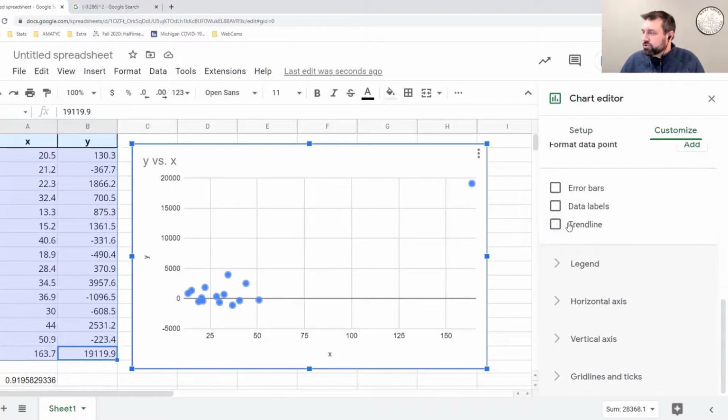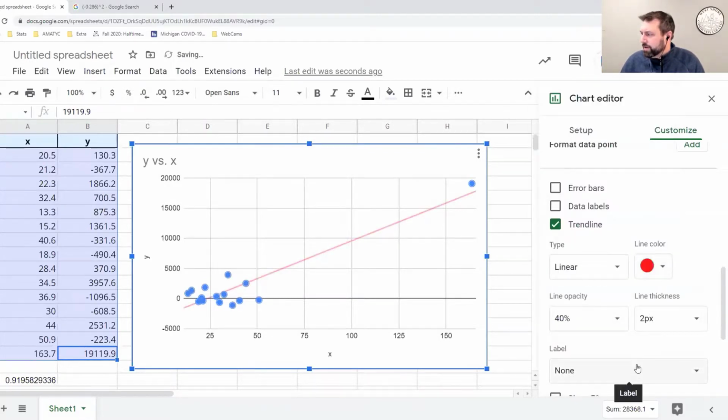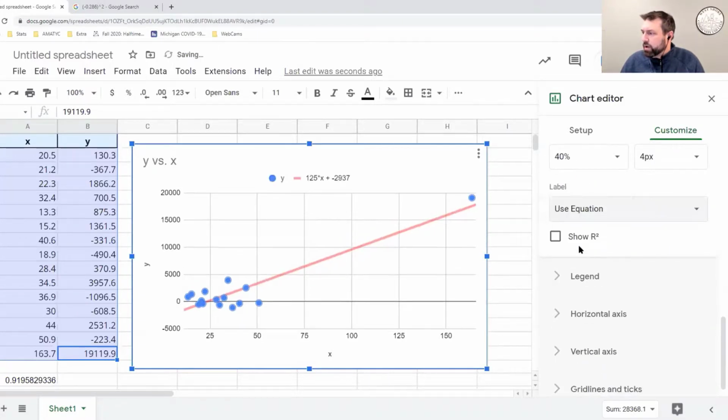So we're going to go to series. We're going to scroll down to trend line. We'll make it red so we can see it a little bit better. And then we're going to go to label. We're going to say use equation, and then we're going to click this checkbox that says show R squared. Now it doesn't give us R, but it does give us R squared. So there is the value for R squared, 0.846. So I would take the square root of that number, and that would be R with the outlier.